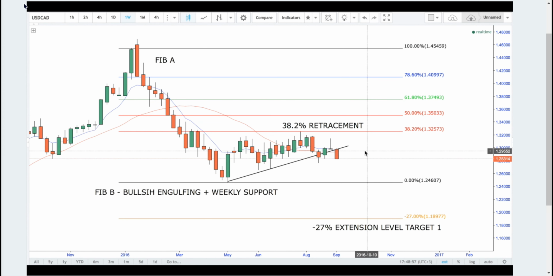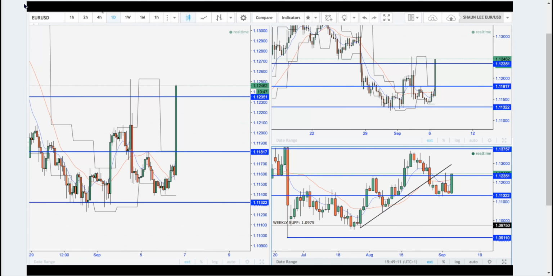Okay, traders, so we've gone over the basis of Fibonacci. We've applied it to one or two charts on a higher time frame. Now we just want to go a little bit deeper and combine it with some of the other charts I've been looking at recently. So I'm going to start with the Euro USD.